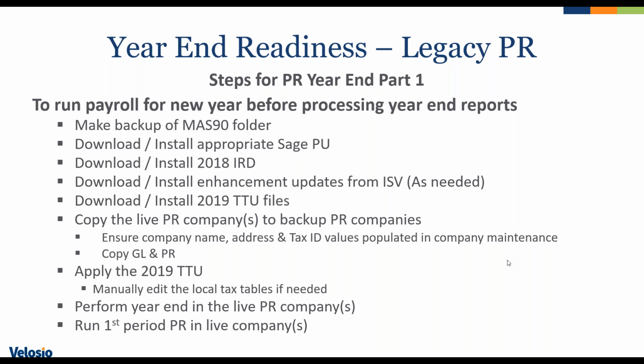So first and foremost, because there's going to be an installation involved, we're going to make a backup of the MAS 90 folder. We always do that when we're applying updates. Next, we're going to download and install the appropriate Sage product update.